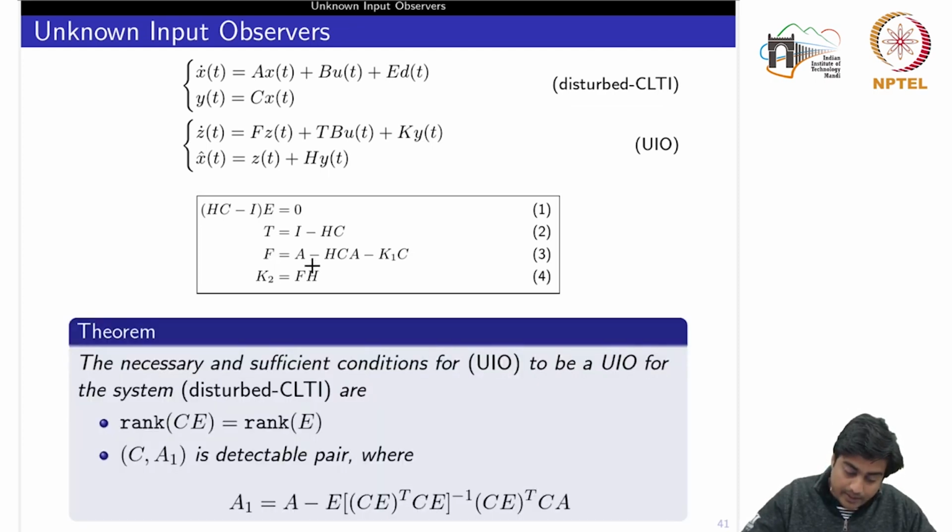So this is the main result for the unknown input observer: the necessary and sufficient conditions for the UIO to be an unknown input observer for this system are that the rank condition is satisfied, of which we have already seen the importance, and the pair C comma A1 is detectable, where A1 is basically A minus HCA. Okay.